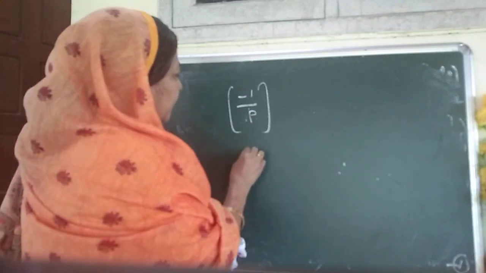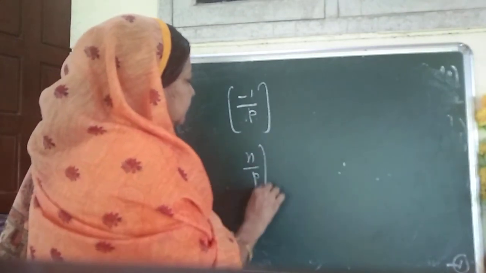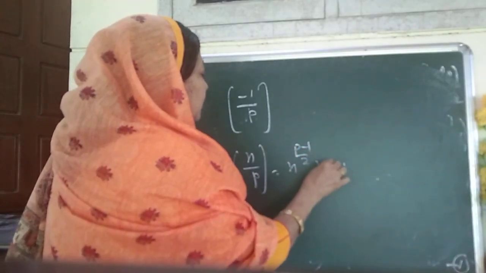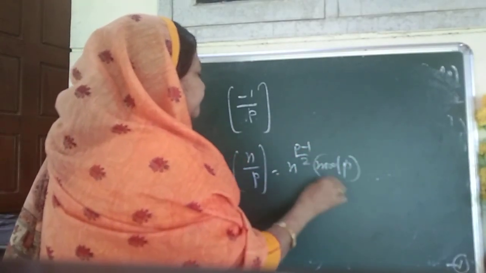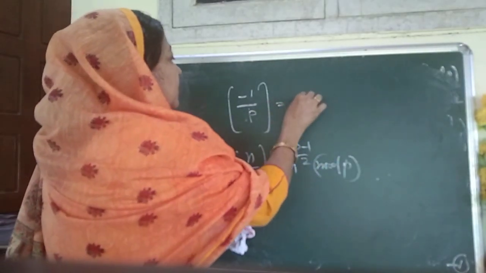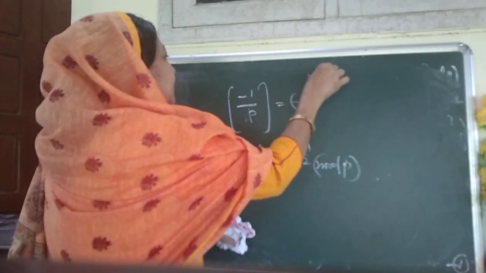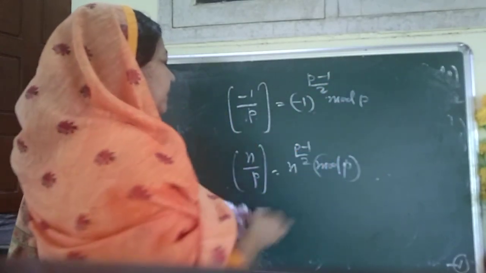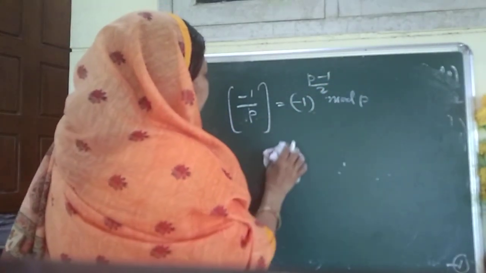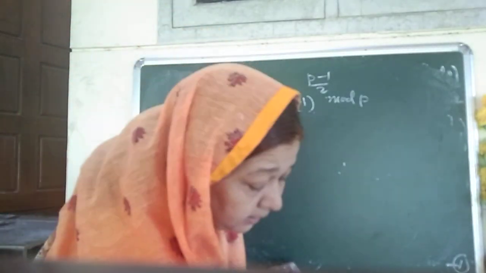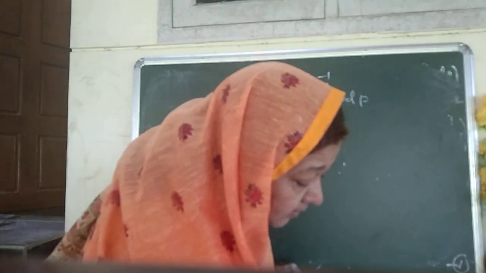By the result, we know (n/p) equals n raised to (p minus 1)/2 modulo p. So, (-1/p) equals (-1) raised to (p minus 1)/2 modulo p. But we have two cases arising. So, the first case is p equal to 4n plus 1.